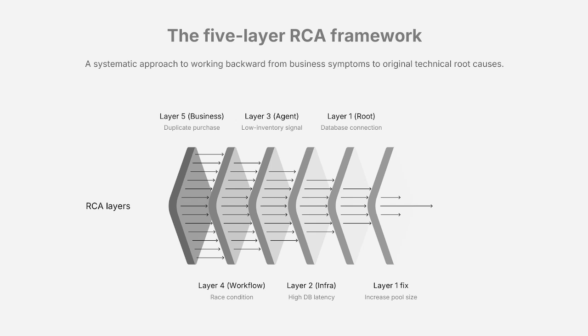Layer 1 is to fix. So this is where you increase pool size by fixing the agents. Layer 2 is infrastructure, where you implement for high database latency. And at layer 3, we have low inventory signal, which is the agent layer. So also designed for when you have a low inventory signal. So RCA, of course, is root cause analysis.